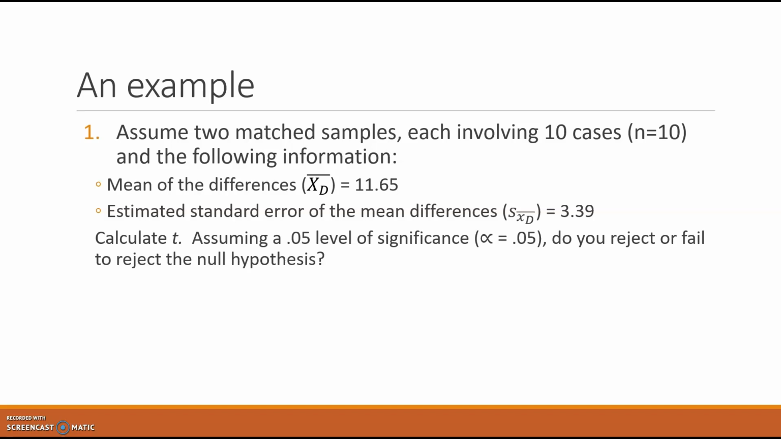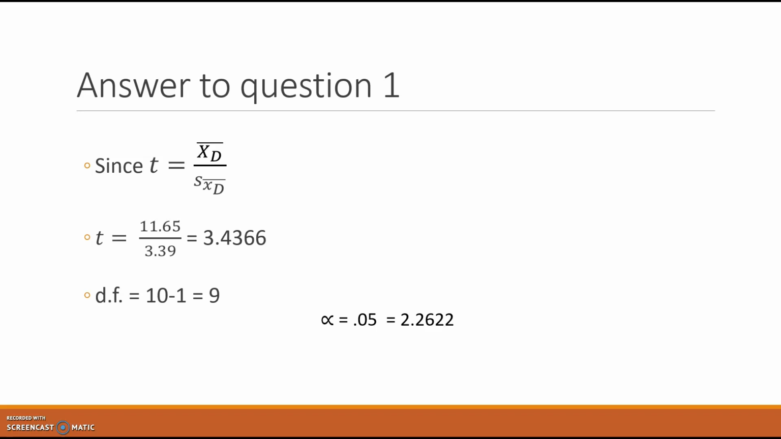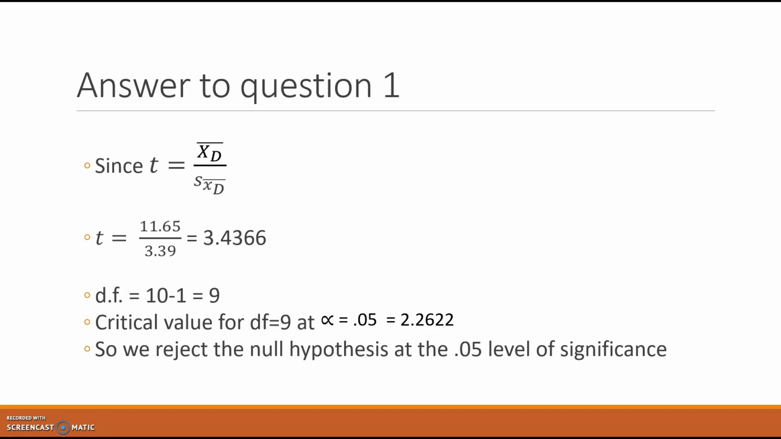And now that you have all these numbers, all you frankly have to do is plug them in. Since this is equal to this, you plug the numbers in, and there's your t. I mean, it's this divided by that. Get your t-score. Fantastic. What's your degrees of freedom? 10 minus 1 is 9. There's your alpha level. So it's plus or minus 2.2622. Fantastic. You're at 3.4. It's more extreme. So we reject the null at the 0.05 level of significance.